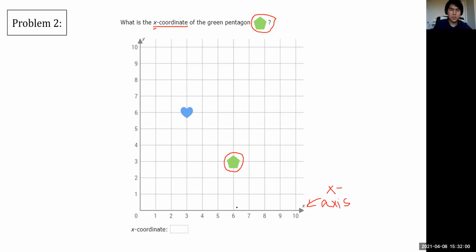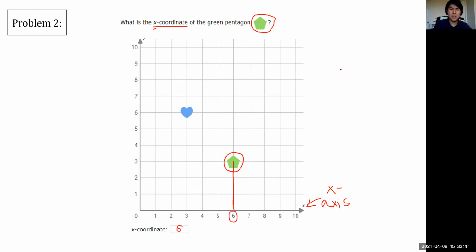We need to determine which of these numbers on the x-axis directly corresponds to the position of the green pentagon in this coordinate plane. So I'm just going to draw a straight vertical line from the green pentagon all the way down to the x-axis, straight. And we arrive at 6. 6 is the number on the x-axis that matches with the location of the green pentagon. Therefore, the x-coordinate of the green pentagon is 6.